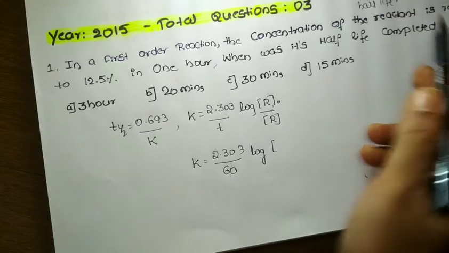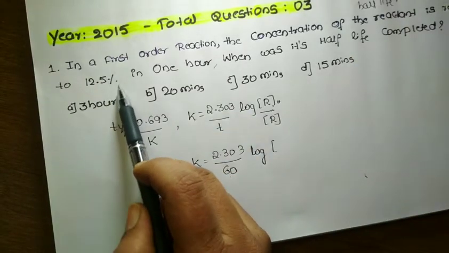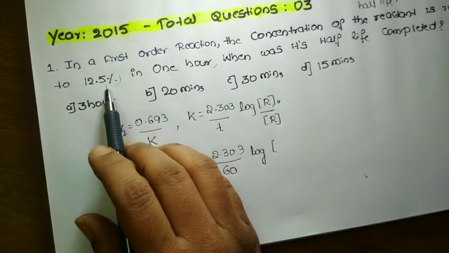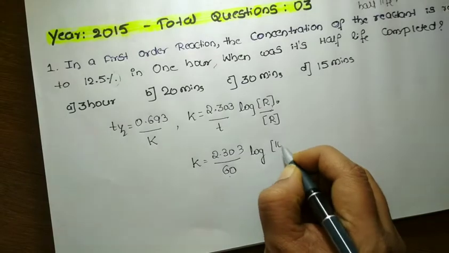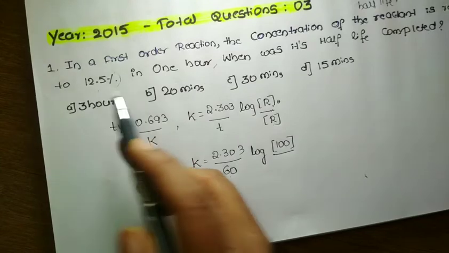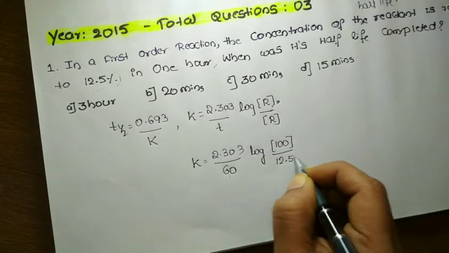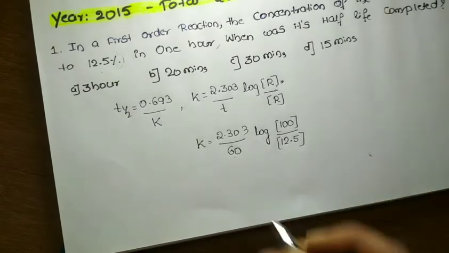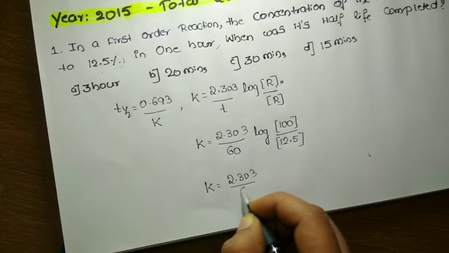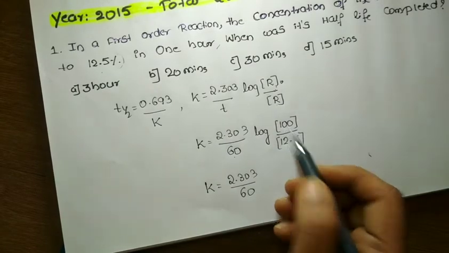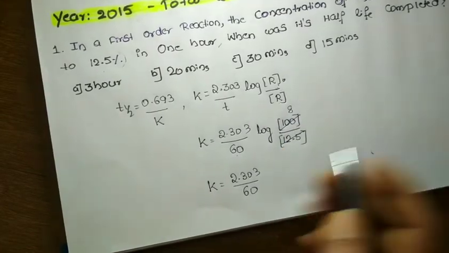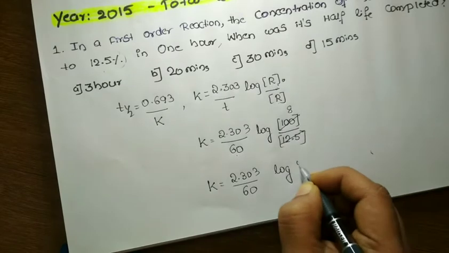The reactant is reduced to 12.5%, which means initially it was 100. So the initial concentration is 100, and the final concentration, reduced to 12.5, is 12.5. Now the remaining is simply a calculation: 2.303 by 60, and 100 by 12.5 will be 8, since 12.5 eights are 100. So we get log 8 over here.